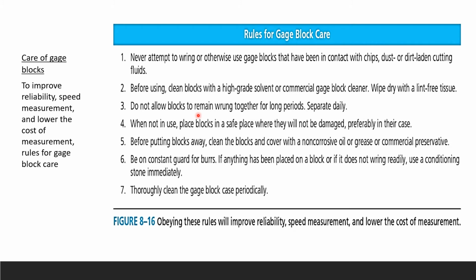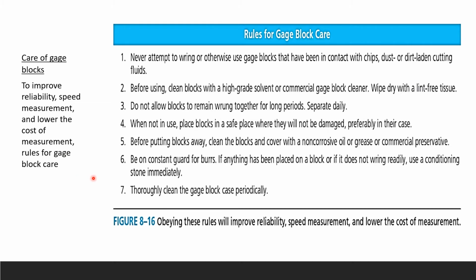Okay, we know how to calibrate, we know how to use the gauge blocks, so now we have to know how to care for them. So, rules for gauge block care, 1 to 7. Care of gauge blocks is important because what we're doing by caring for the block is to improve the reliability, speed of measurement, and also lower the cost of measurement.